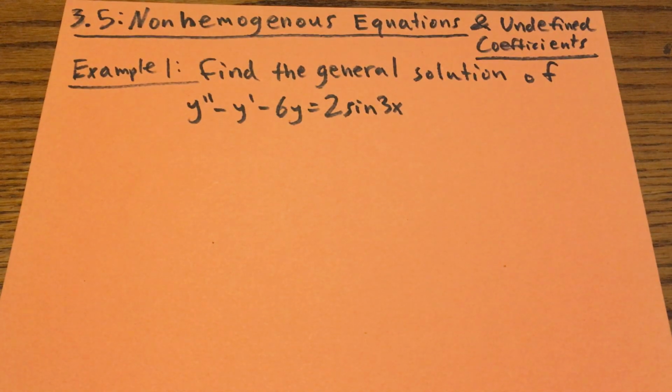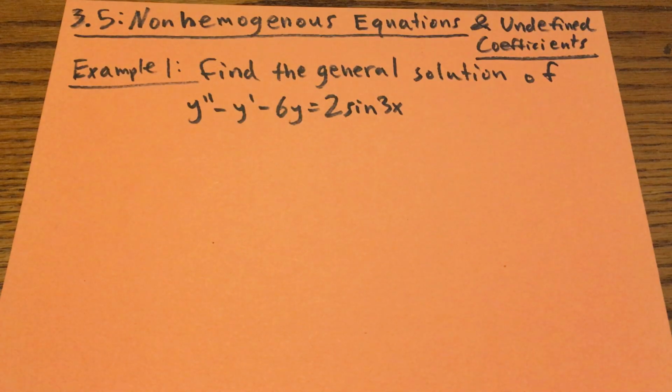Find the general solution of y double prime minus y prime minus 6y equals 2 sine of 3x. Okay, so if you think back to 3.3, this actually might look familiar. The only difference is that the right side was equal to 0. That was called the homogeneous equation. When you add a function to the right side, in this case 2 sine of 3x, you get a non-homogeneous equation.